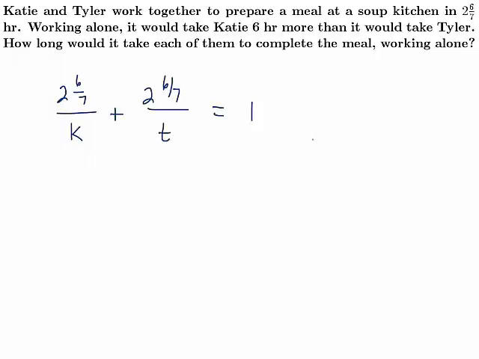Something else that we know about the problem, we're also told that it would take Katie 6 hours more than it would take Tyler. So K would equal T plus 6. So we're going to make that substitution also with our equation.